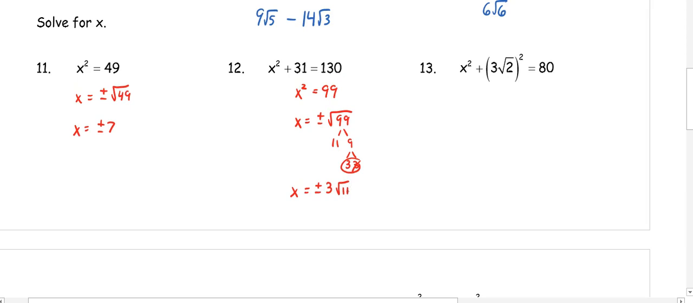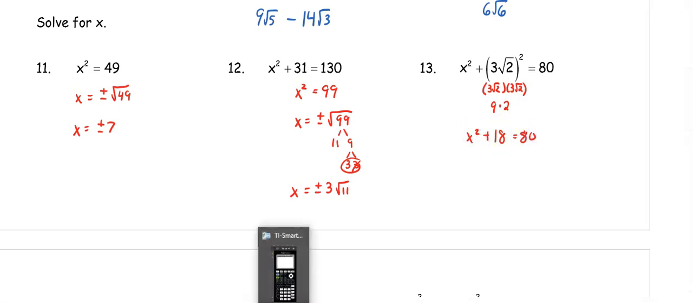13. When we are squaring with a square root, what's going to happen here is it's really 3 root 2 times 3 root 2. So what's going to happen is the coefficients are going to multiply out front. So 3 times 3 is 9. The square root of root 2 times root 2 gets us the square root of 4, which is 2. So this would become 18.